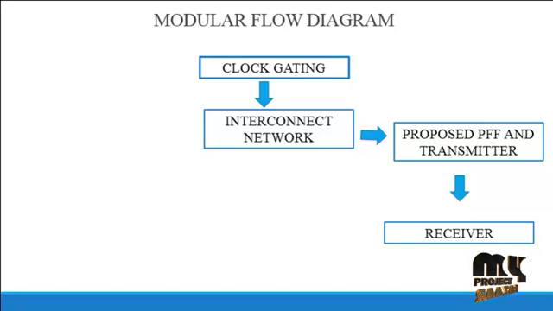The interconnect network is fed into the transmitter side. In the transmitter side, two blocks are used: one is the D flip-flop, another is the voltage generator. The voltage generator generates a reference voltage in that block. That value is compared with the value coming from the interconnect network. The comparison output is fed into the D flip-flop.